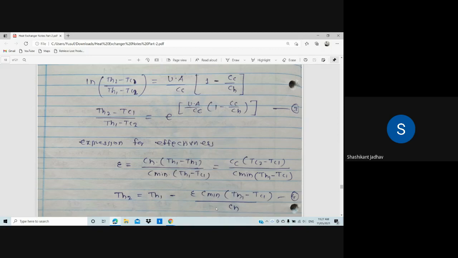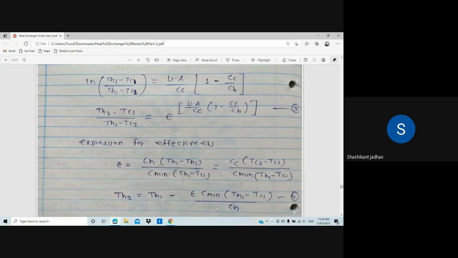Okay. Then as we know, we have already derived the equation for the effectiveness. So write down the expression for the effectiveness. Epsilon is equal to Ch into bracket Th1 minus Th2 divided by C minimum into bracket Th1 minus Tc1, which is equal to Cc into bracket Tc2 minus Tc1 divided by C minimum into bracket Th1 minus Tc1. Okay. So by using this expression, we have to write down the equations for Th2 and Tc2.